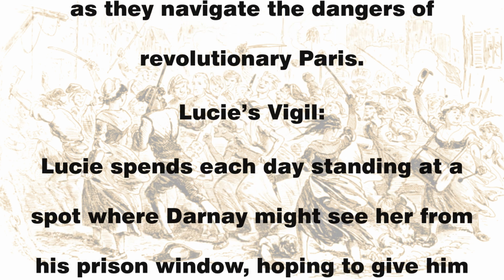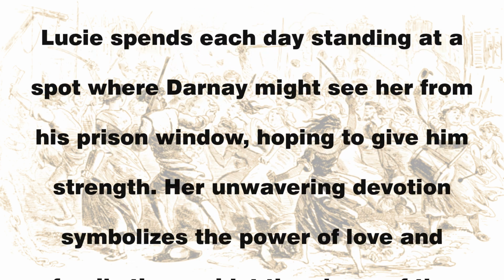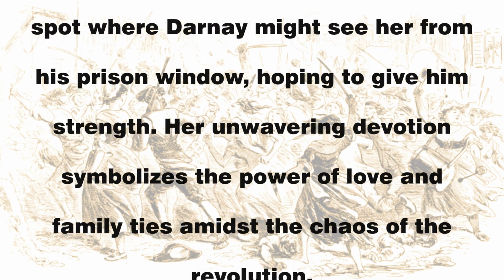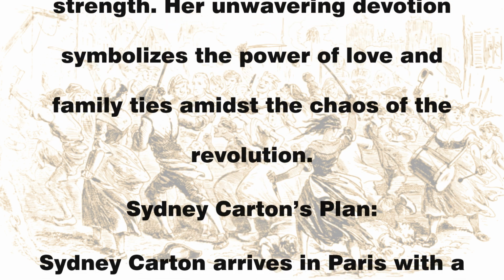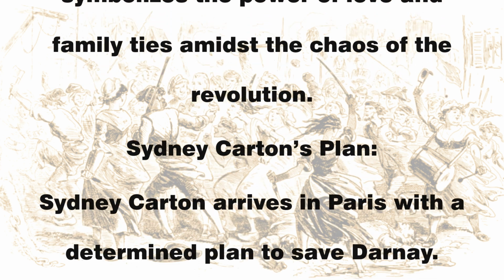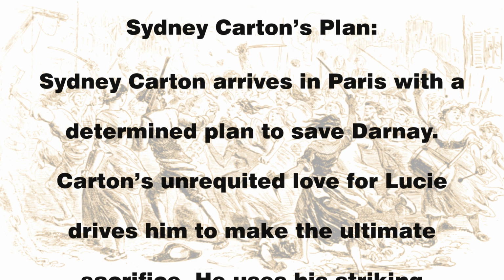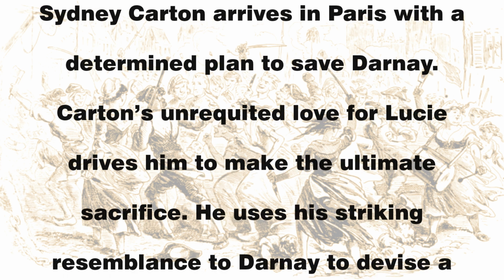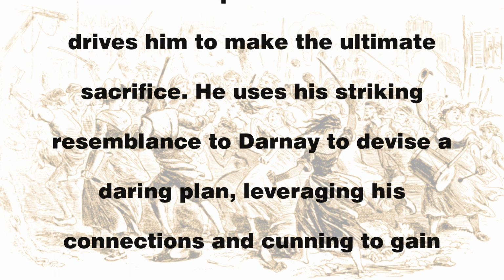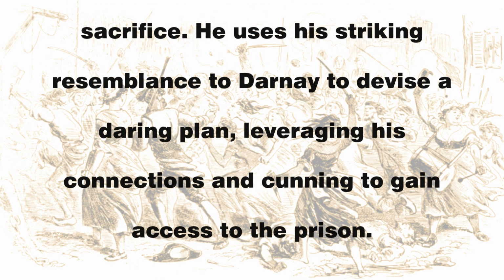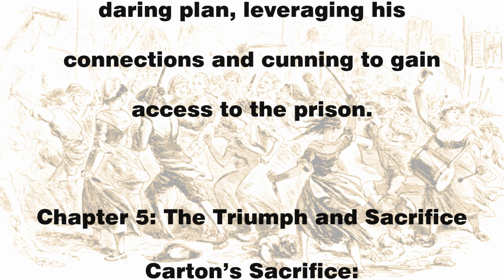Lucy's vigil. Lucy spends each day standing at a spot where Darnay might see her from his prison window, hoping to give him strength. Her unwavering devotion symbolizes the power of love and family ties amidst the chaos of the revolution. Sydney Carton's plan. Sydney Carton arrives in Paris with a determined plan to save Darnay. Carton's unrequited love for Lucy drives him to make the ultimate sacrifice. He uses his striking resemblance to Darnay to devise a daring plan, leveraging his connections and cunning to gain access to the prison.